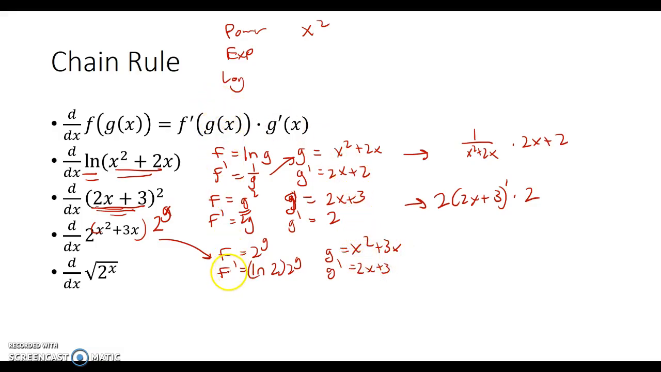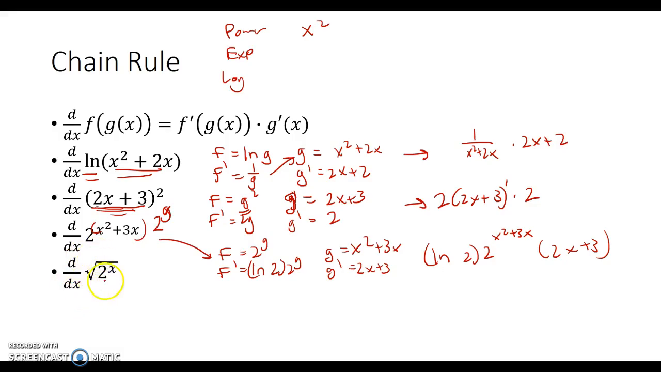Chain rule says f prime is the natural log of 2 times 2 to the guts. Well, what is the guts? The guts is x squared plus 3x times the derivative of the guts, which is 2x plus 3. So it's multiplied by all of that there.